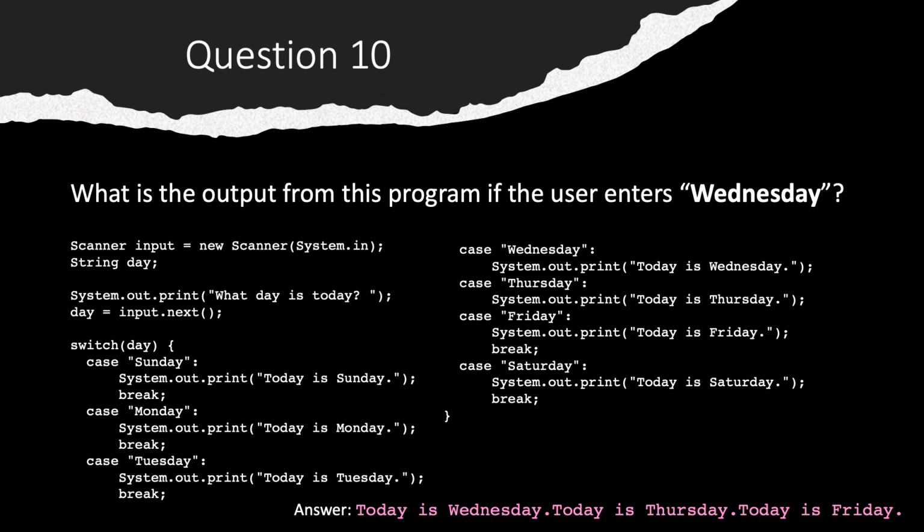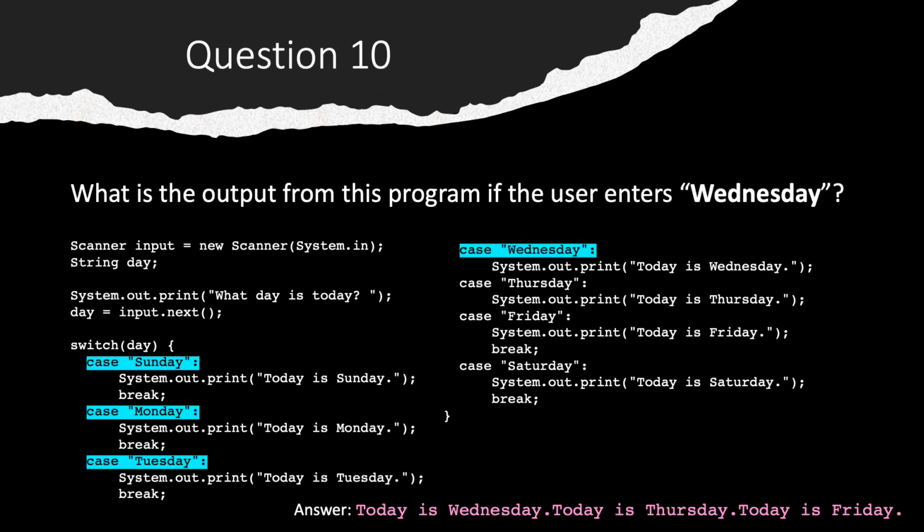Question 10 is on switch case. What is the output from this program if the user enters Wednesday? It goes to the cases and tries to match it. The first case is Sunday. Sunday is not the same as the user's input, which is Wednesday, so it will skip the first case. It checks the second case, which is Monday. It is not the same, so it checks the next one, which is Tuesday. Not the same, so it checks with the next case.